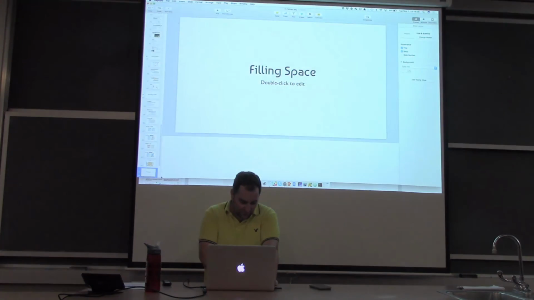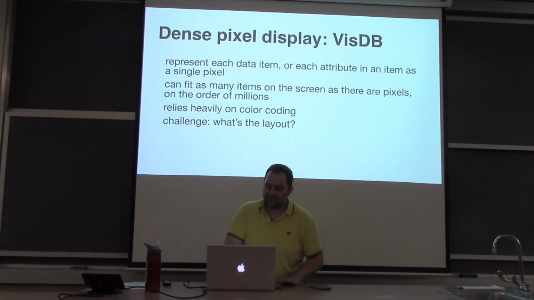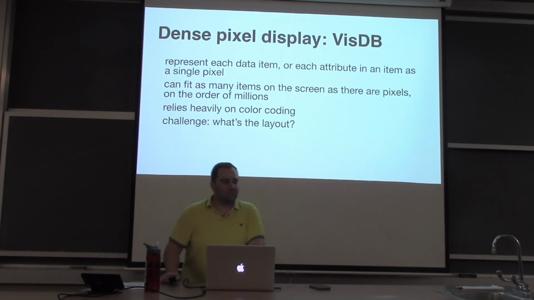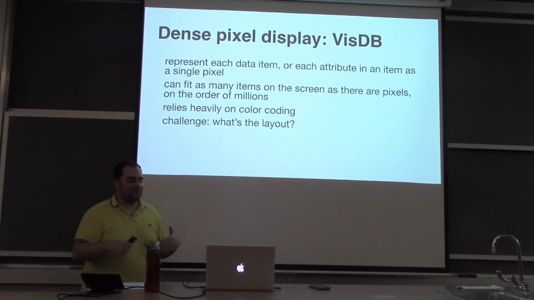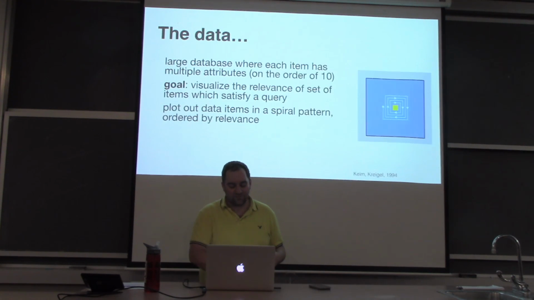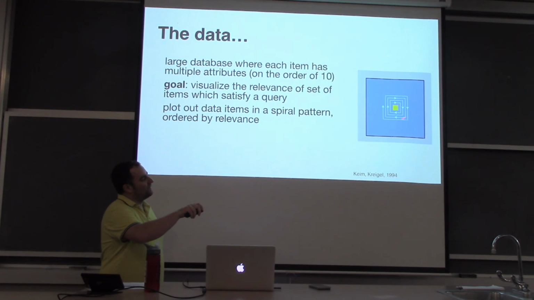Okay, so I'll quickly do this so that we can fill this out. You can also do these dense pixel displays, and this is more of a historical note. Here you can represent each data item or each attribute in an item as a single pixel, and then try to fit each of these on the screen. It's kind of related to a heat map, but it's not for these homogeneous matrices. I can create this dynamic layout, and for example, one of these ideas was to order it in a spiral.